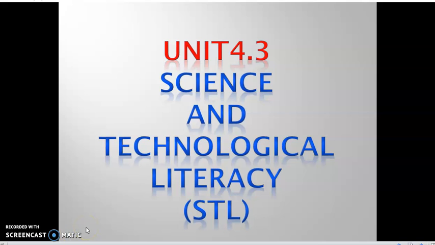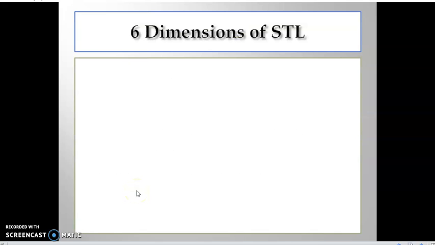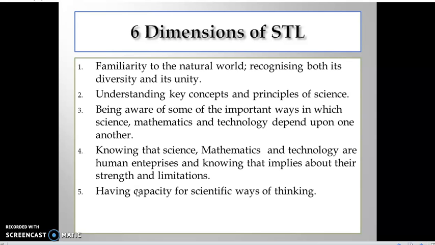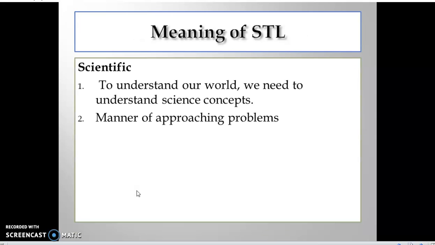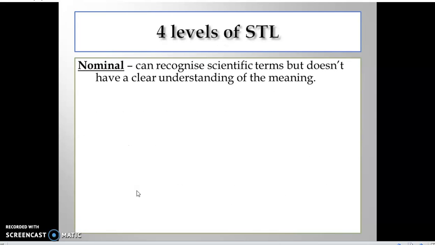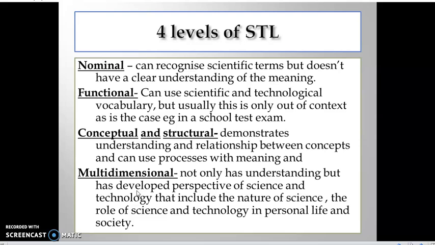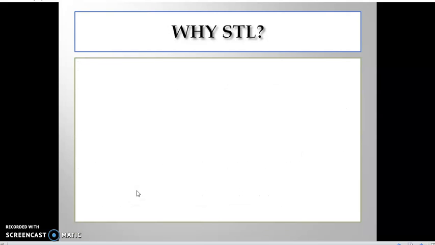Hello everyone. In the previous lecture, we were discussing science and technological literacy, which we also call STL, wherein we discussed what is literacy, 6 dimensions of scientific and technological literacy, the meaning of scientific and technological literacy, that is scientific, technological, and the meaning of literacy, 4 levels of STL, that is nominal, functional, conceptual, and structural. The last one is multidimensional.